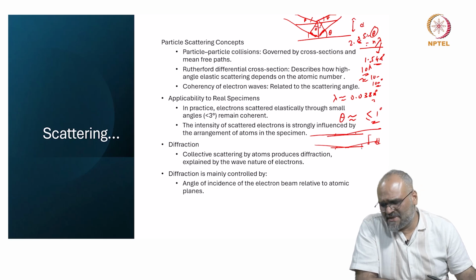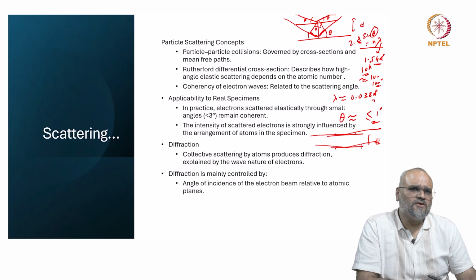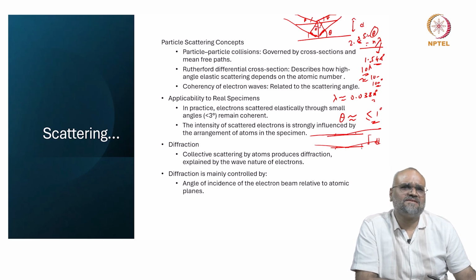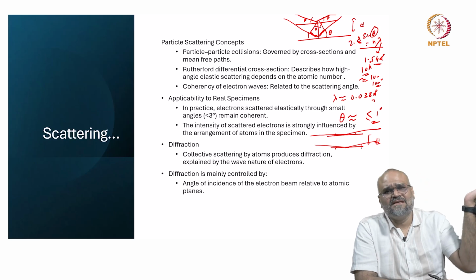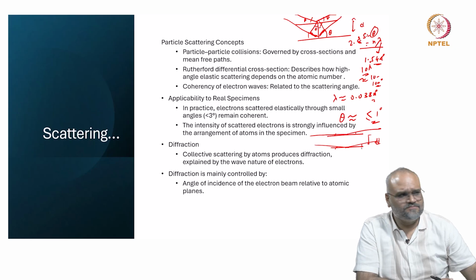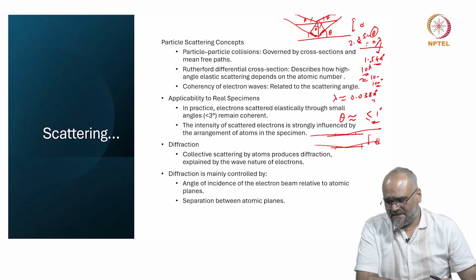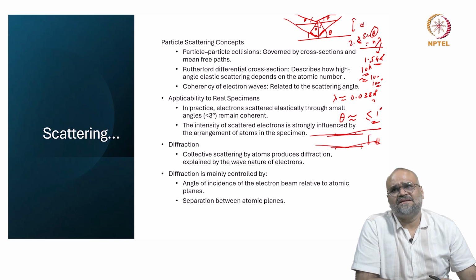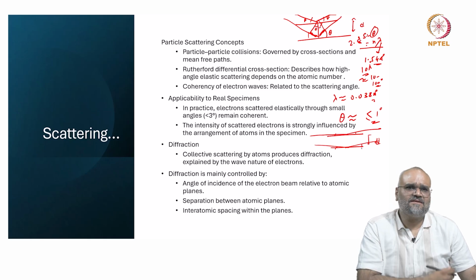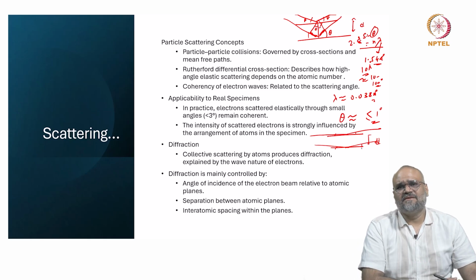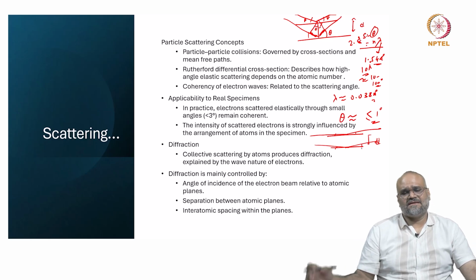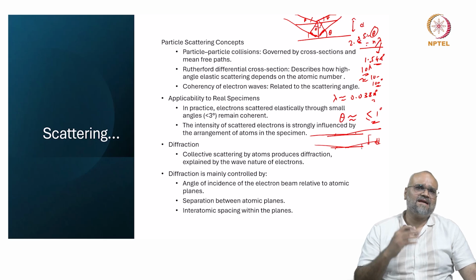This again brings back the point that diffraction is mainly controlled by the angle of incidence, and because the wavelengths are so small, Bragg diffraction is a special case where more or less the electron beams incident parallel to atomic planes also satisfy Bragg's law. So the separation of the atomic planes, the interatomic spacing between the planes, also governs how far the electron beam is diffracted.